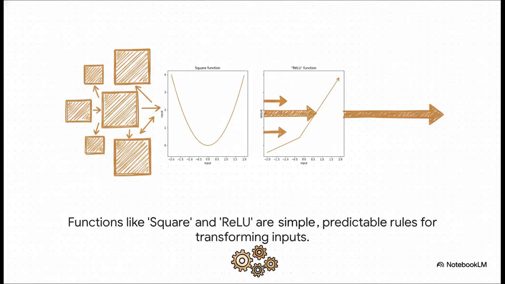So, for example, a square function is super simple. You put in a 2, it spits out a 4. You put in a 3, it spits out a 9. Easy. Then there's another one called ReLU. That's short for rectified linear unit, by the way. It's a huge deal in deep learning, mainly because it's so simple and fast. All it does is, if you give it a negative number, it turns it into 0. If the number's positive, it just leaves it alone. See? They're all just simple, totally predictable rules.